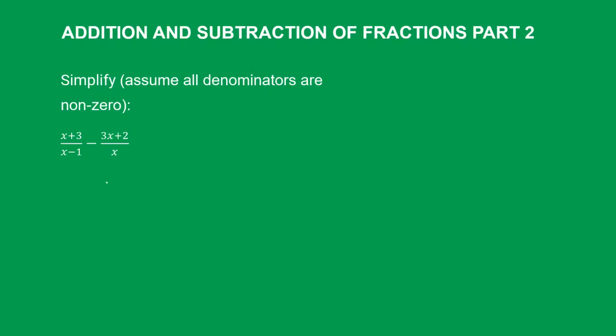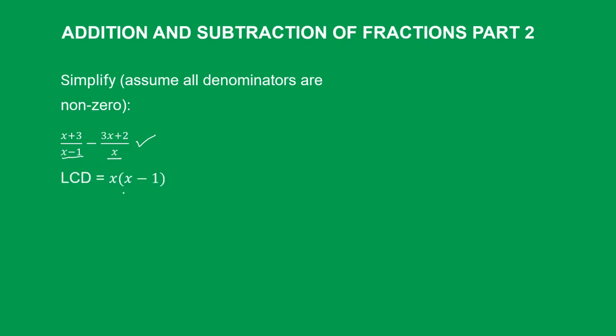Let's continue with addition and subtraction of algebraic fractions. Simplify this expression and assume all denominators are non-zero. So when simplifying such expressions, we have to consider the denominators separately. Like we have the denominator which is x minus 1 and denominator x.